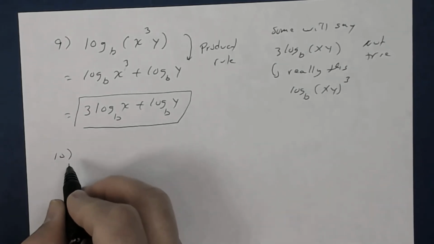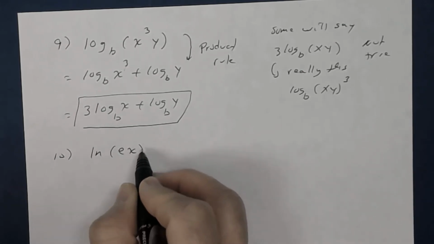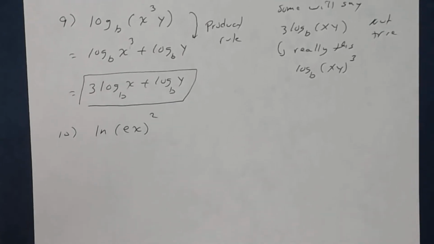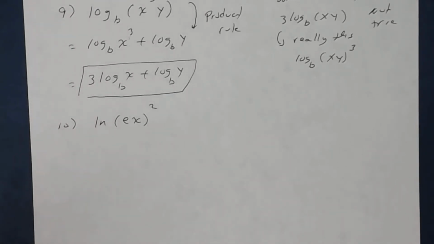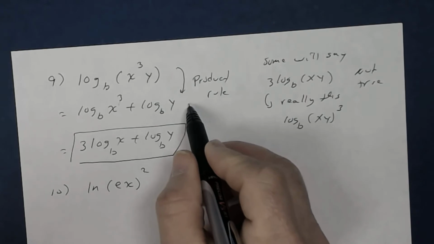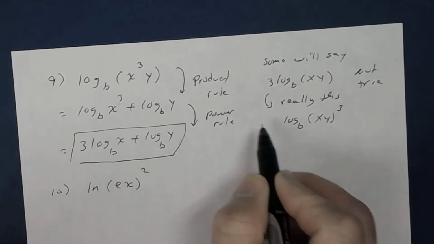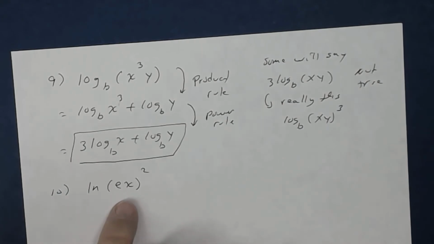Okay, number 10, let's suppose I had the natural log of e times x to the second power. So I'm going to ask you this. Remember in number 9, I could not use the power rule first. I had to use the product rule first, and then I use the power rule, right? Could I use the power rule first? Yes. In fact, you want to use the power rule first, okay?